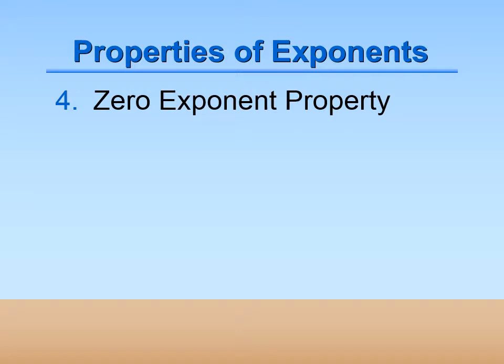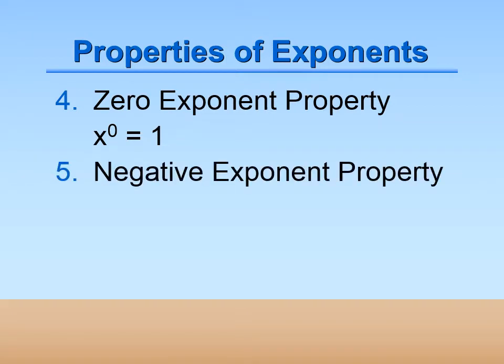Then you have the zero exponent property, and that says that anytime you have a zero as an exponent, the answer is 1. Then you have the negative exponent property, which says that if you have a negative exponent, then you need to take the reciprocal. So basically, your base is going to move to the other side of the fraction line. If your base was a whole number, it's going to go to the denominator. If your base was in the denominator, it will move up to the numerator. And when it makes its move, your exponent will become positive.